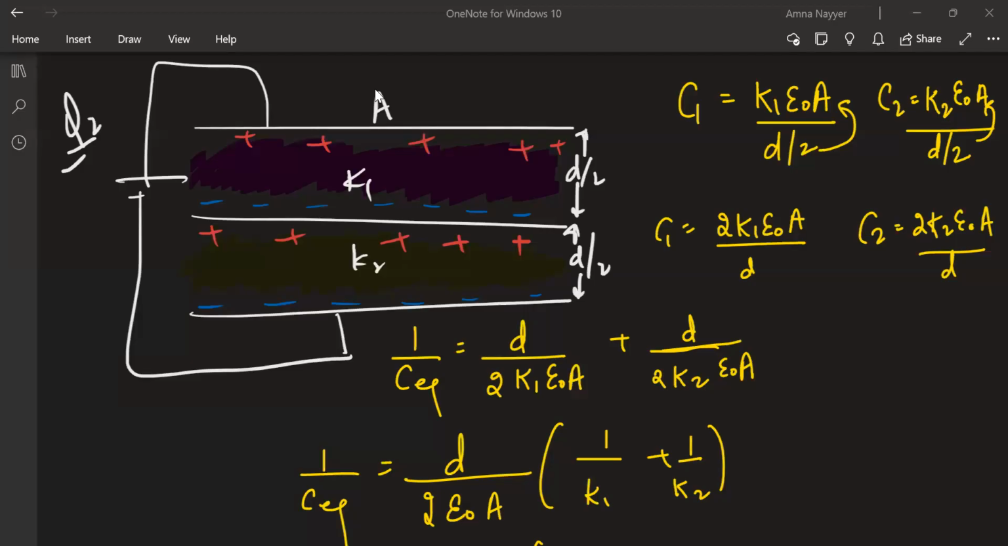Ma'am, yes, Ubaidullah. This diagram I'm not able to understand.